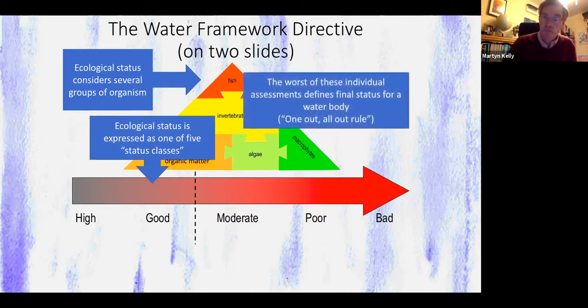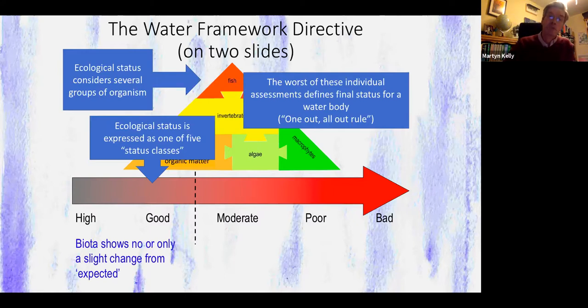And the worst of the individual assessments defines the final status of the water body. And this is a controversial one-out, all-out rule. So if we assess fish and invertebrates and algae, and the fish and invertebrates are high or good status, but the algae are moderate status, then the status of the whole water body would be moderate.